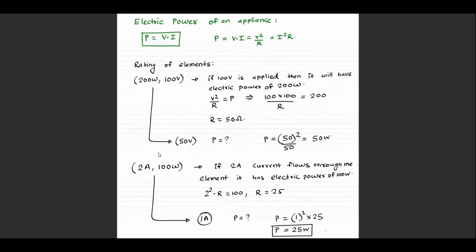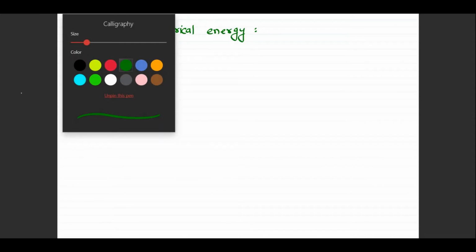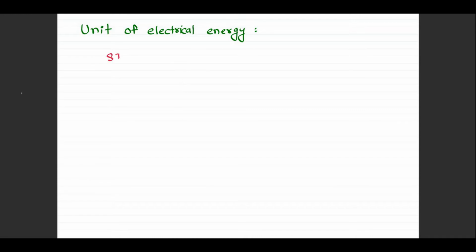Right? So I hope this concept is clear to everyone. Now unit of electrical energy, just like any other energy, if you talk about SI unit, that will be joule. There is no doubt about it, correct? It will be joule. But when we see the consumption of electrical energy, if I start denoting it in terms of joules, it will be a very large quantity, right?